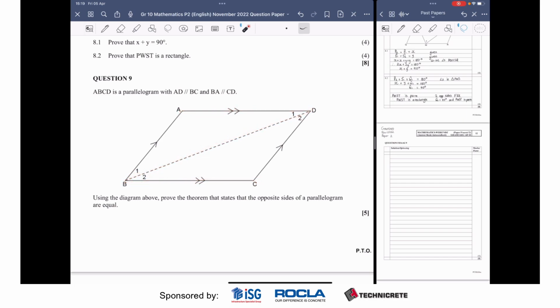And similarly, from these parallel lines, I can say that this angle is going to be equal to this angle. Then I've got two angles and one side, and so I can say that the triangles are congruent. Now, if the triangles are congruent, that means that this line is equal to this line, and this line is equal to this line in length. And then from that, I can prove that the opposite sides of the parallelogram are equal.